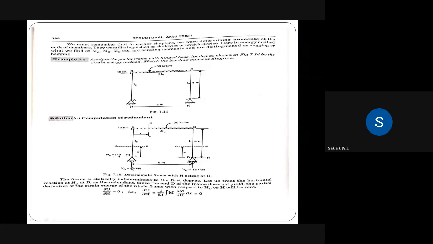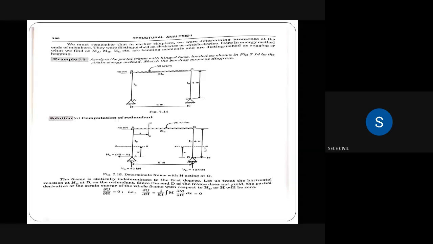The first step is calculating the vertical reactions at A and D by taking moments about point D or point A. After taking moments, we get V_A as 43 kilonewton and V_D as 107 kilonewton. After calculating V_A and V_D, we take moments about section XX in span AB, then about section XX in span BC, and similarly in span CD.